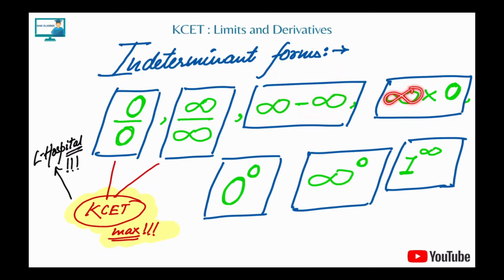Infinity times 0: infinity and 0. See, infinity has a power. When you multiply infinity with something, it makes it infinite. And 0 has a power. When you multiply something with 0, it makes it a loser, or a 0. So who will dominate, a winner or a loser? Let's see. That's why we are not able to decide, so we kept it in an indeterminate form. 0 power 0, infinity power 0, 1 power infinity, same thing. So these are the 7 indeterminate forms, which are very important to know.